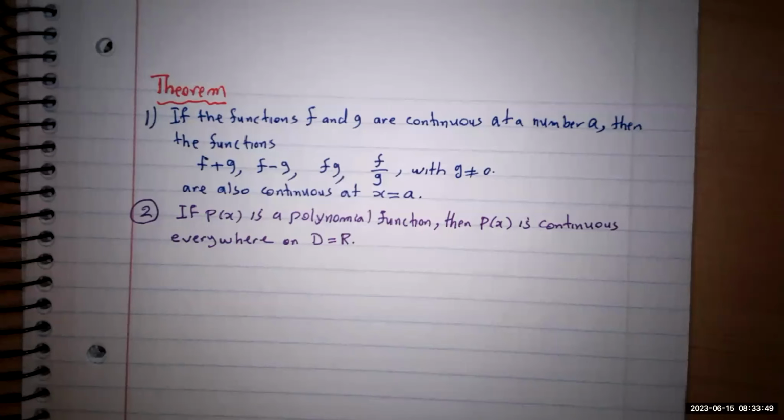So if a polynomial is given to you, nothing to worry about. Quickly you can say it's continuous. You know that because when you want to find the limit of a polynomial function, remember you do the direct substitution. So that's why it's continuous right away. Okay, any question?